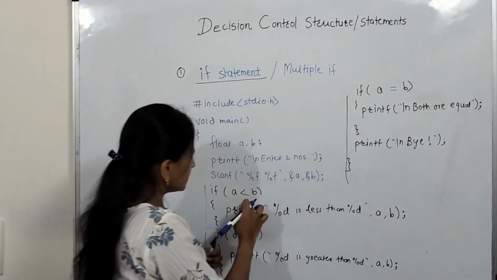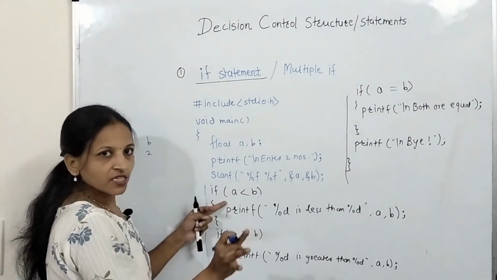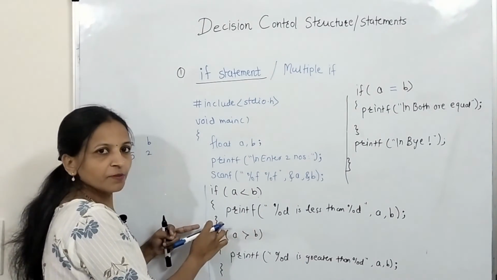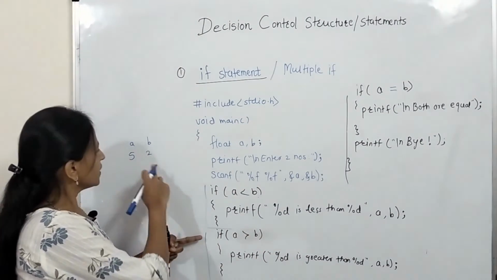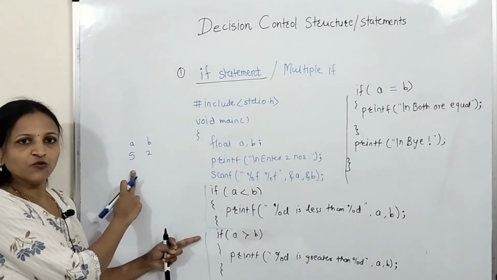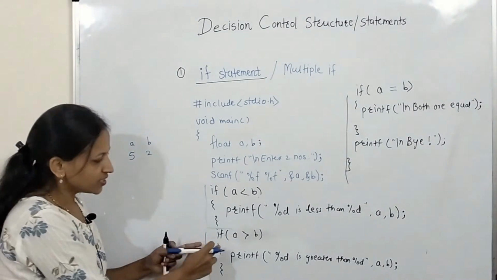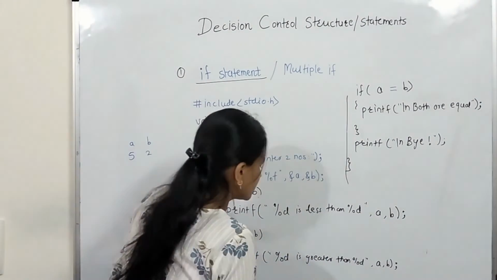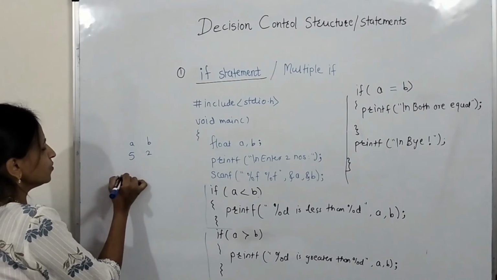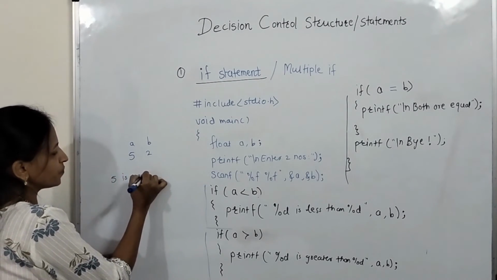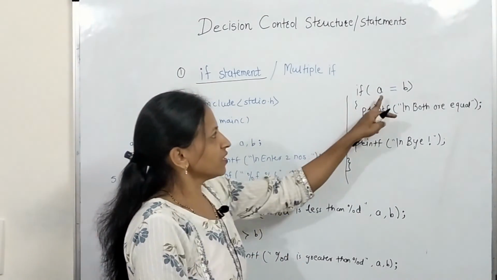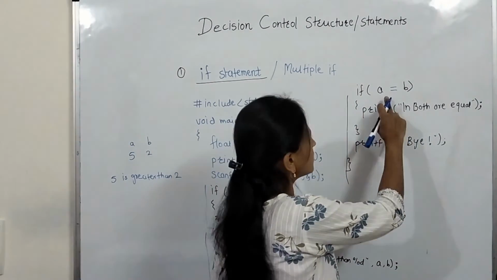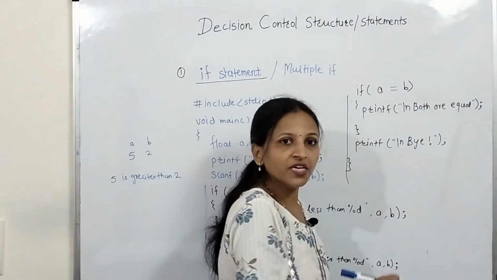Here in this case a is less than b, this condition will become false, control will not come here, will not execute this. A is greater than b, yes, a is having value 5, it is greater than 2, yes it is true, it will display this statement like 5 is greater than 2.